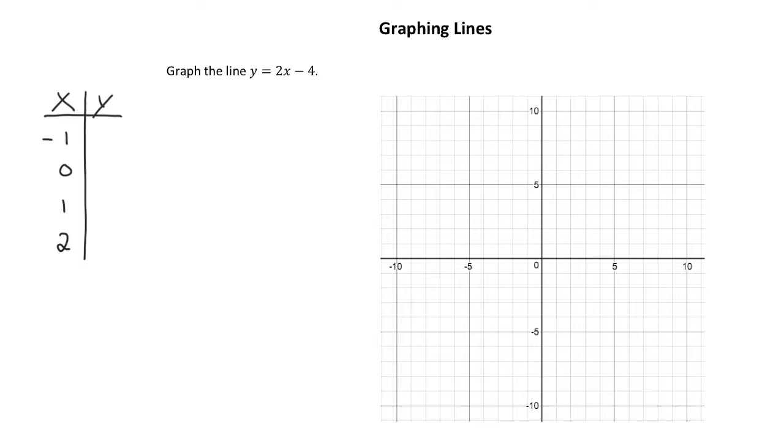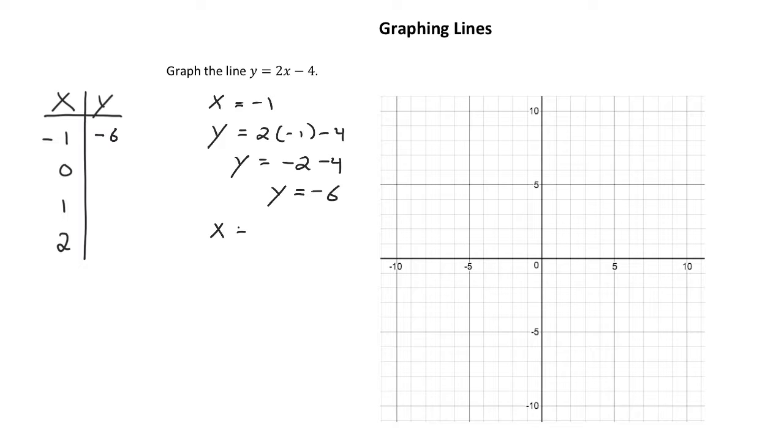So let's do that. If I start with -1, I'll put -1 in place of this x and solve for y. So x equals -1 gives us y is equal to 2 times -1 minus 4. This is -2 minus 4, and I get -6. So at -1, the corresponding y value is -6.